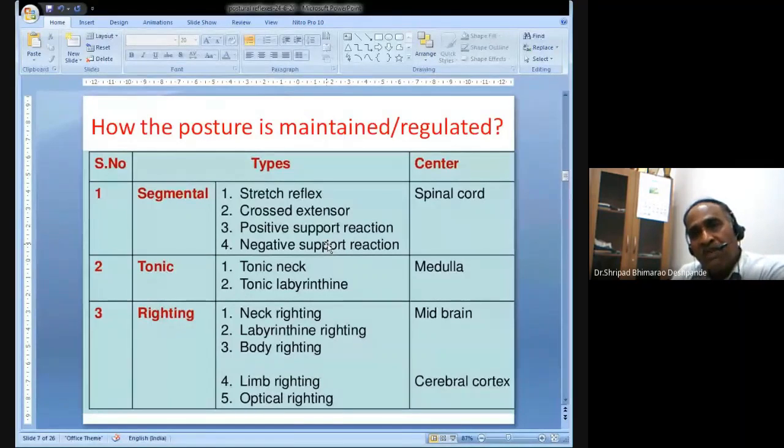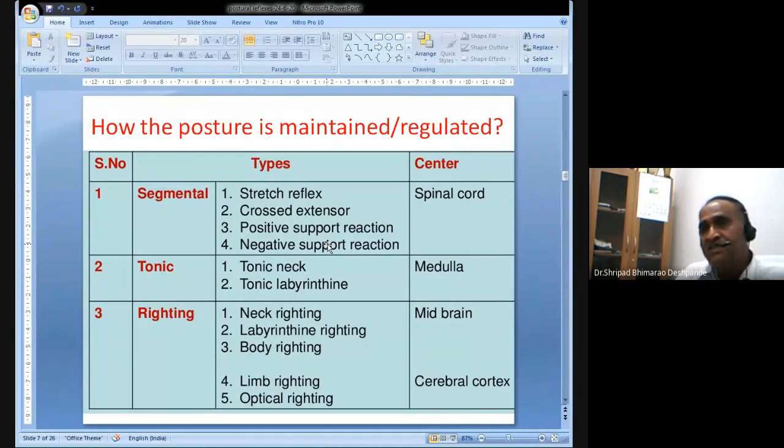Now, at the segmental level, most of them are concentrated in the spinal cord, or the brainstem for the cranial nerves. These reflexes are the stretch reflex, crossed extensor reflex, the positive support reaction, and negative support reaction. They are all centered in the spinal cord. I will explain each one of them in the subsequent slides. Similarly, there are tonic reflexes, that means they are continuously active.